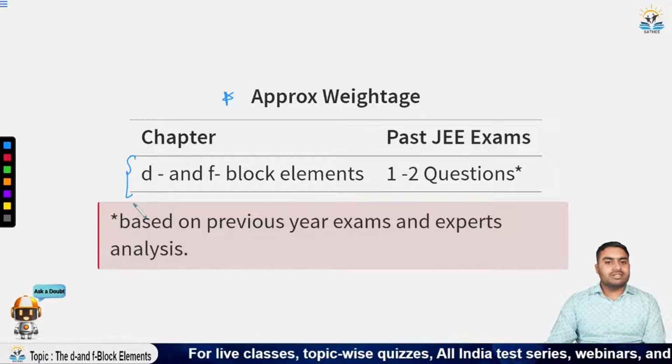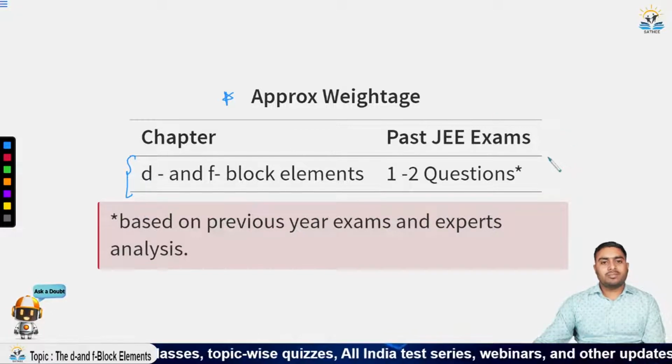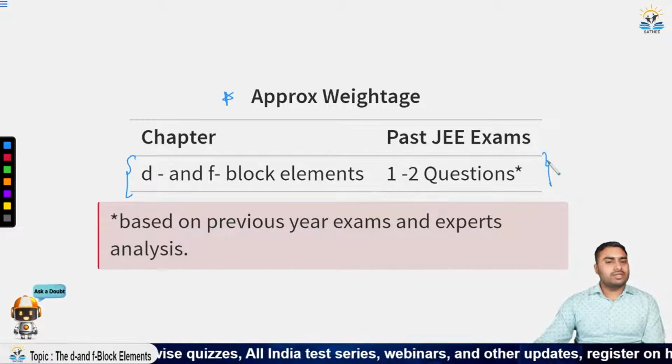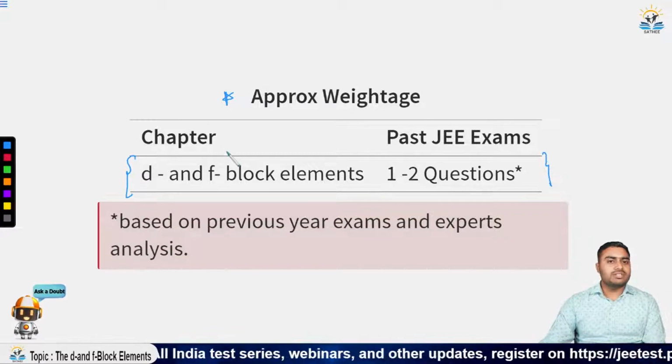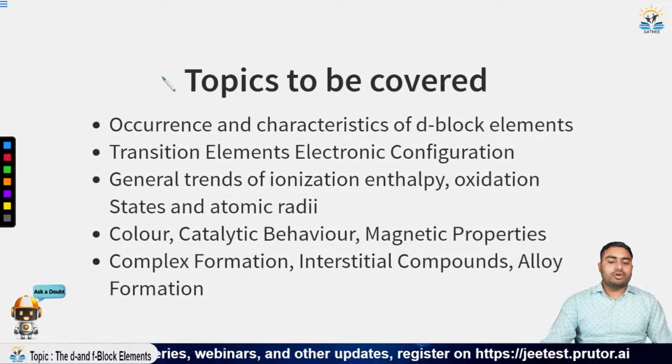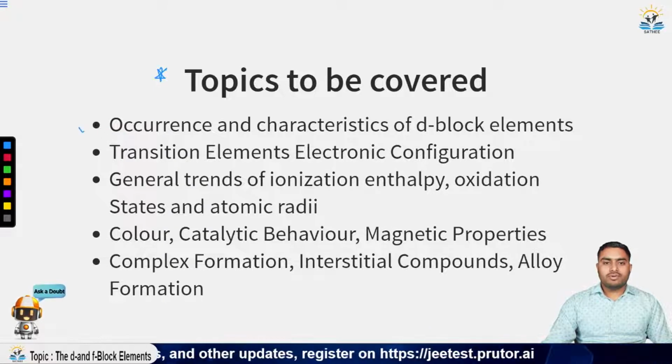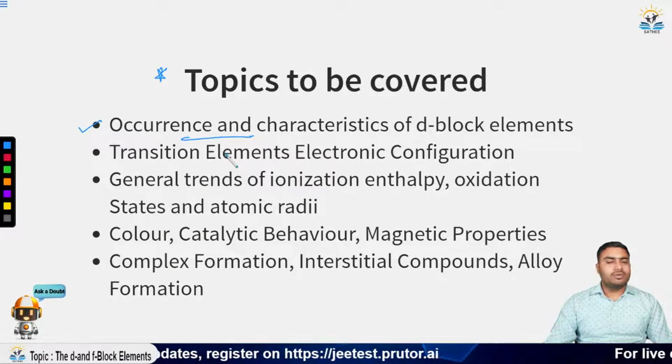You can see the chapter is D and F block elements, and in the previous JEE exams you can see one or two questions are asked from this chapter. So you can see the topics to be covered today. We are going to cover occurrence and characteristics of D block elements.